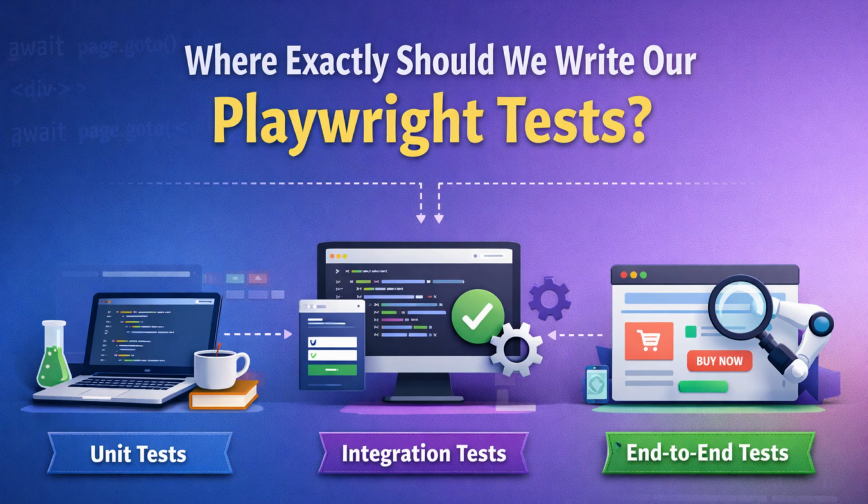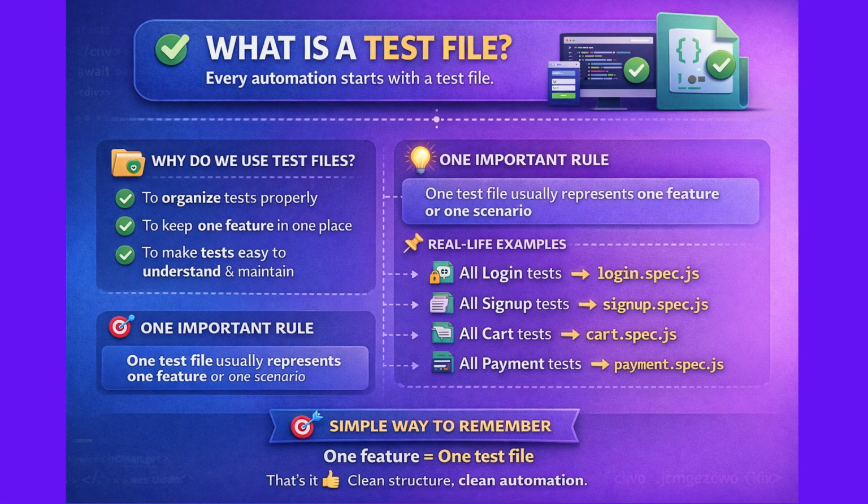So basically, in every programming language, let's consider Playwright or Selenium, every automation starts with a test file. This test file is very important in every automation. A test file is simply a JavaScript or TypeScript file where we write all our test cases. One test file usually represents one feature or one scenario.